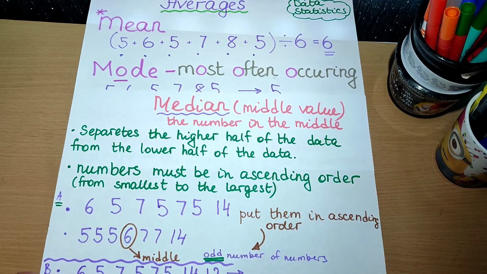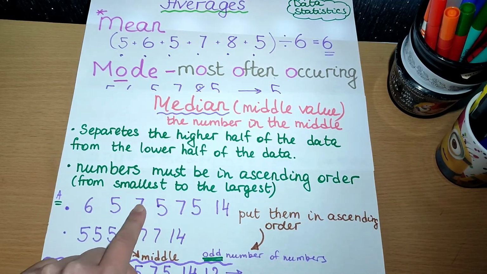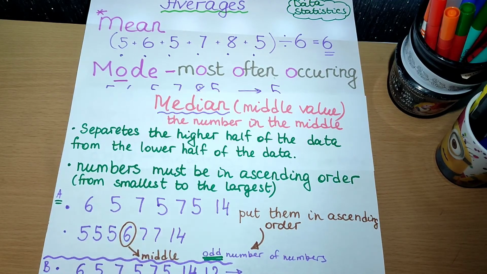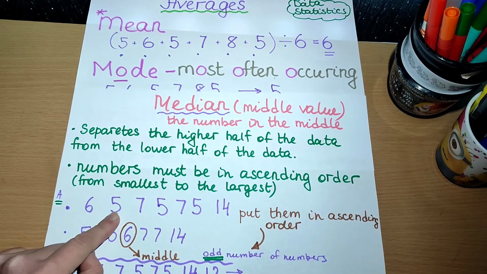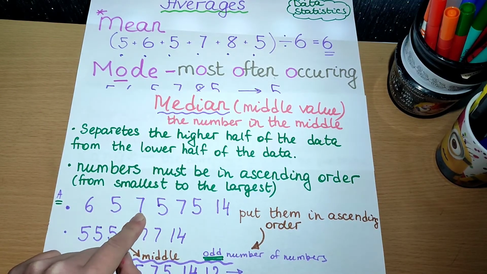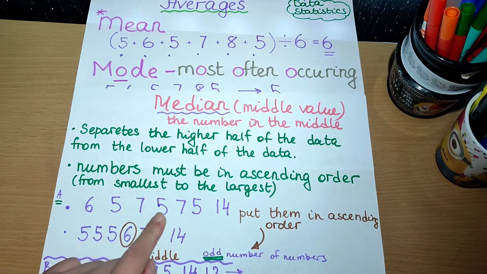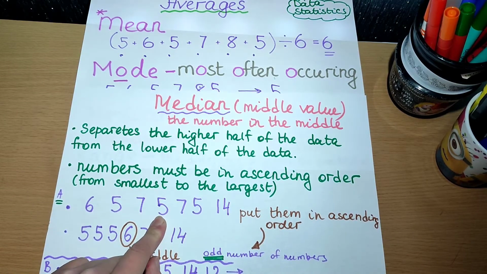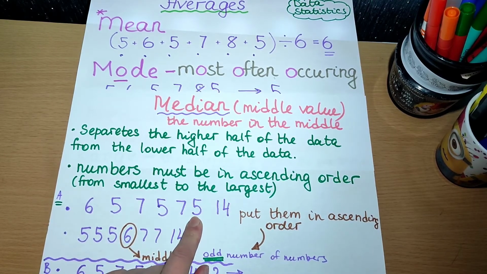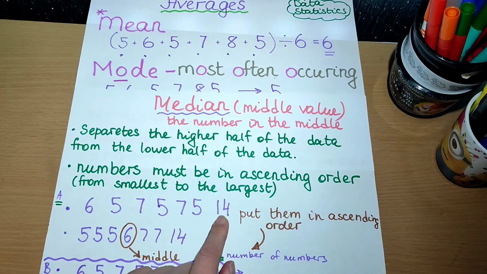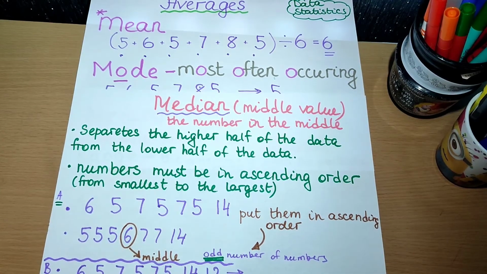So let's pretend that, how many people are here? 1, 2, 3, 4, 5, 6, 7 people. This person makes £6 an hour. This person makes £5 an hour. This person makes £7 an hour. This person makes £5 an hour. This person makes £7 an hour. This person makes £5 an hour. And this person makes £14 an hour, more than anyone.